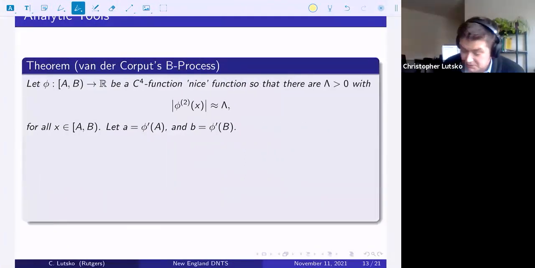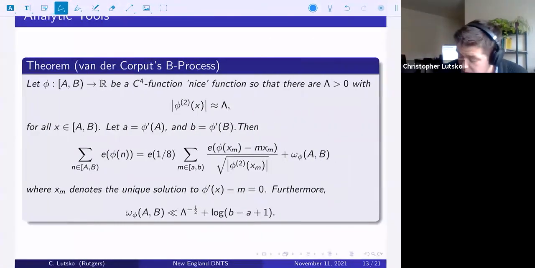Now the second tool is slightly more involved, and it's called van der Corput's B process. So what it says is, suppose I have a function phi which is nice, and the second derivative is roughly of size lambda for all x between capital A and capital B. Let little a be the derivative of phi at A, and let little b be the derivative of phi at B. And now I'm going to look at the exponential sum, where I sum over e of phi of n for n ranging between A and B.